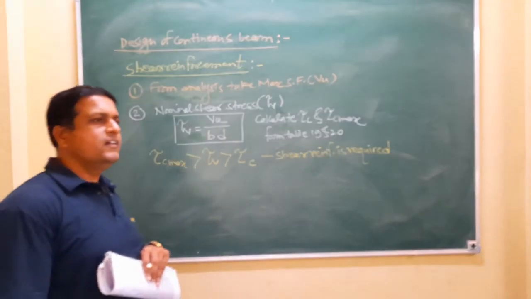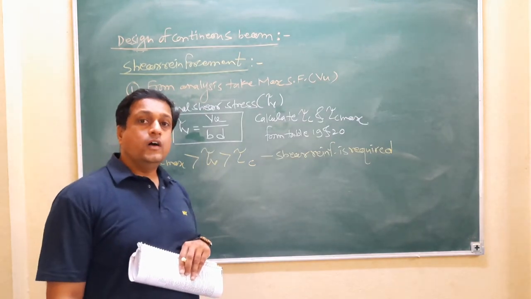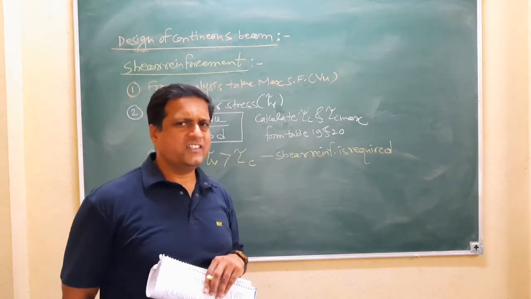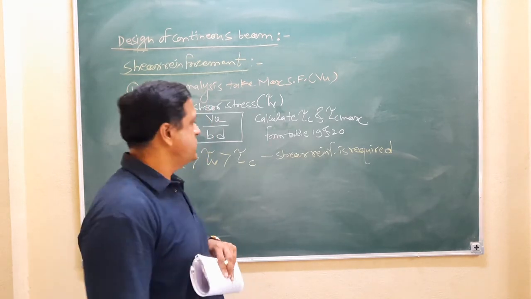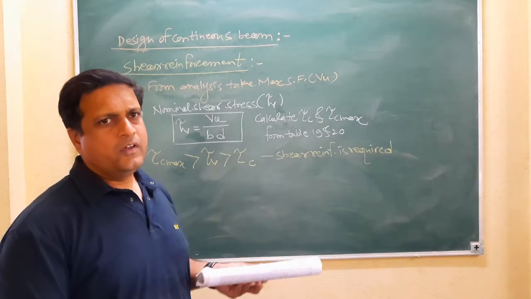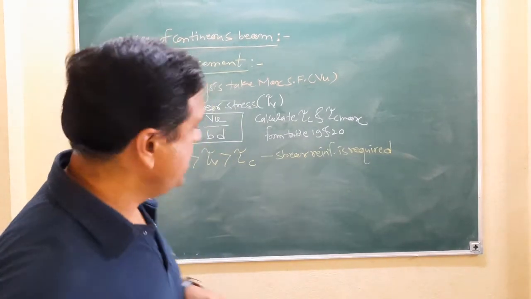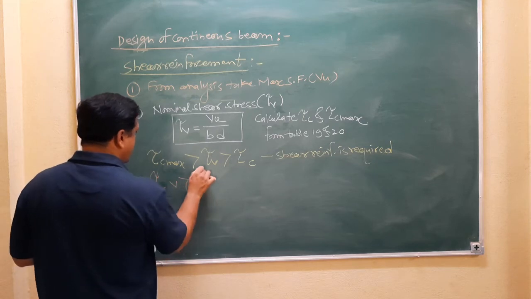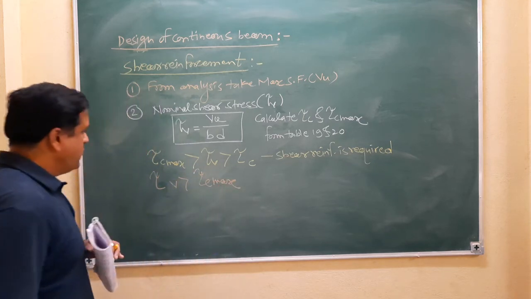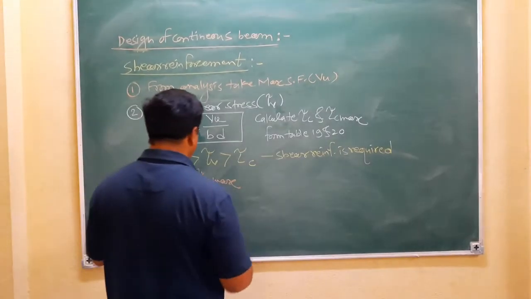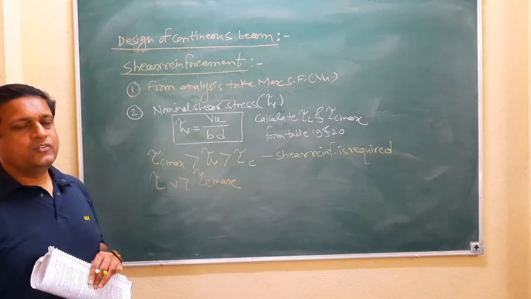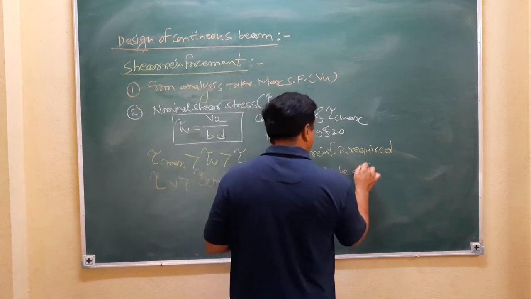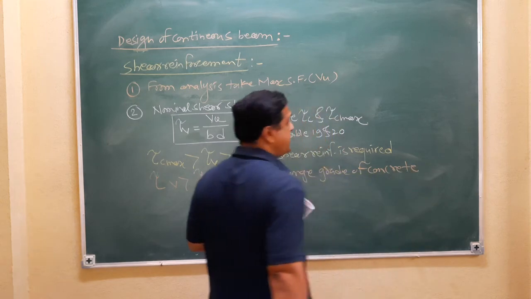If shear reinforcement is required, then you decide the simple form of shear reinforcement, that is vertical stirrups. Don't go for the bent up bars and inclined stirrups. Assume a particular form. If your tau v is more than tau c max, so you have to change the grade of concrete.